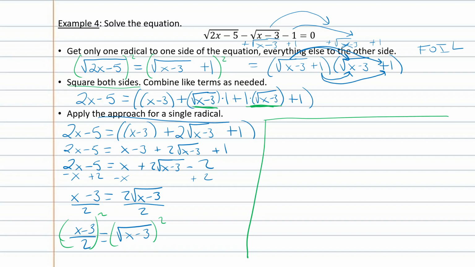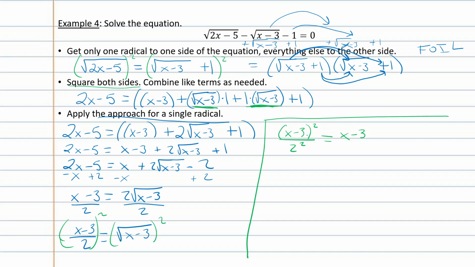Now if I square that left-hand side, it's going to be the same thing as x minus 3 squared over 2 squared. I'm going to apply the square to both of those pieces. If I square that right-hand side where I have the square root of x minus 3, the square and the square root just cancel themselves out. So I'm just left with an x minus 3.